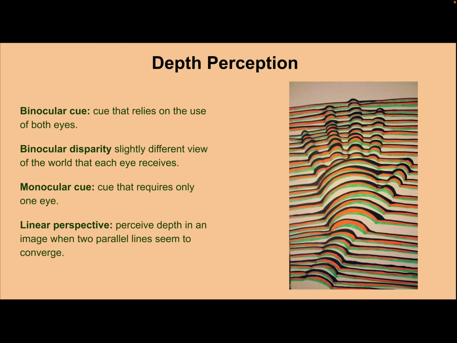However, we also can see depth with just one eye. If you close one eye and walk around your house, you probably won't bump into things, and that's because we have what's called linear perspective. Linear perspective perceives depth when two parallel lines seem to converge. That's sort of what's happening in this picture on the slide, and it's what happens when we learn to draw a street going off into the distance, and we draw our two lines getting closer and closer as the road moves further away from the viewer.